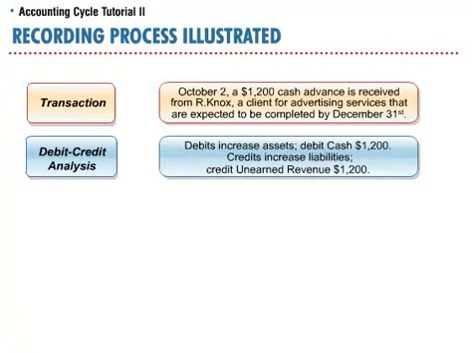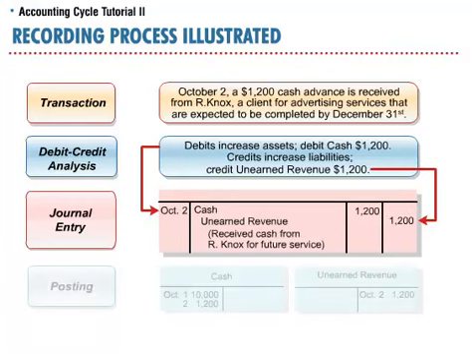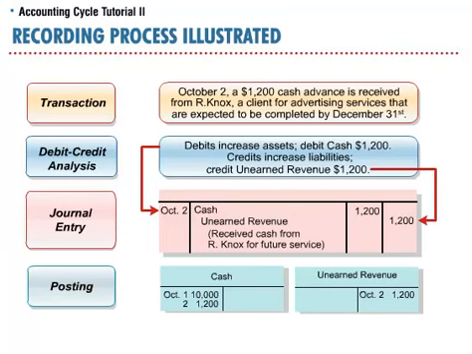Debits increase assets. Therefore, debit cash $1,200. Credits increase liabilities. Therefore, credit unearned revenue $1,200. The journal entry to record this transaction would be as shown, and the posting of this entry would appear in the ledger using T accounts.